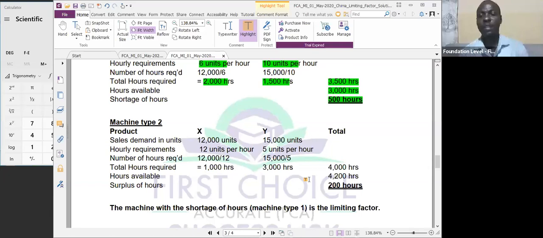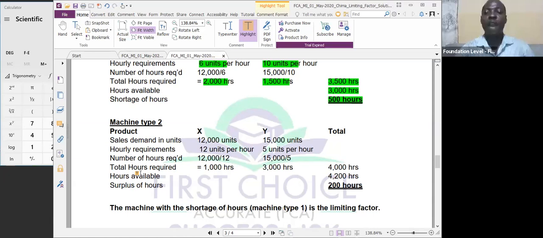And I said, when you have a surplus, it means that factor is not the limiting factor. So you can say clearly that machine 1 is the limiting factor. Okay, so when there is a shortage of resource, it means that is the limiting factor. Now let's assume that machine 1 and machine 2 have shortage. Both of them cannot be the limiting factor. You will have to look at which one of them has the highest shortage. That one will now become the limiting factor.